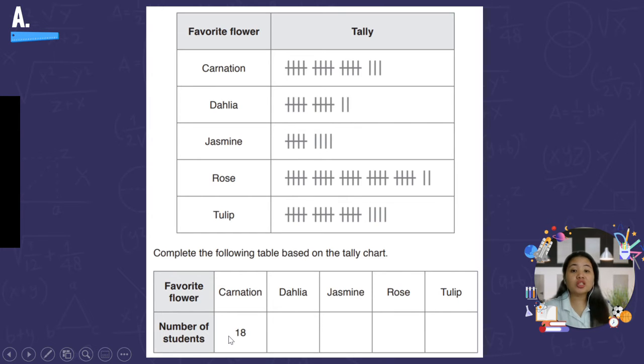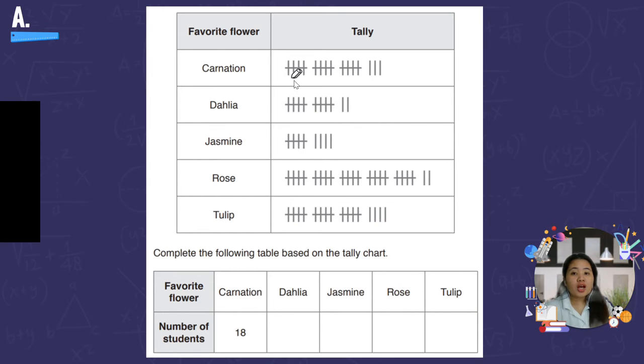So let's check if it is correct. Okay, 5, I told you, right? In one group in the tally is 5. So 5, 10, 15, 16, 17, 18. Okay, so this is correct. 18 students. How about dahlia? Okay, let's count. 5, 10, 11, 12. So how many is dahlia? Yes, 12 students. Okay, good job.